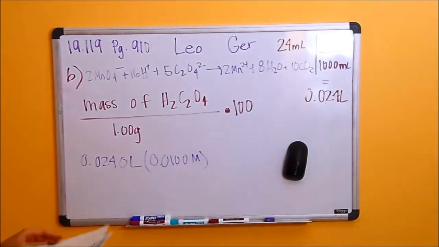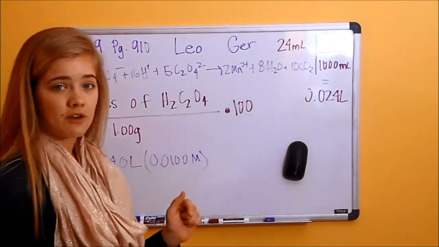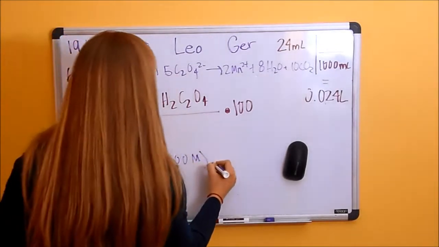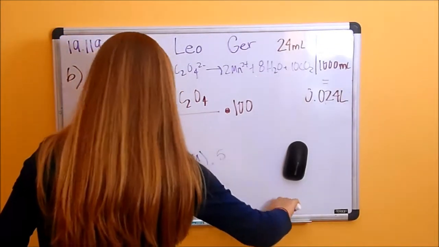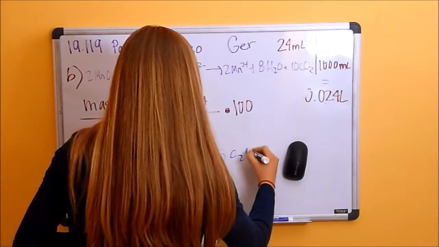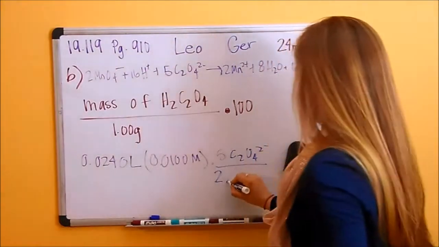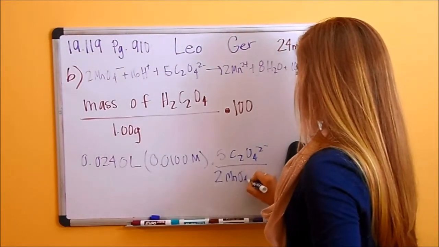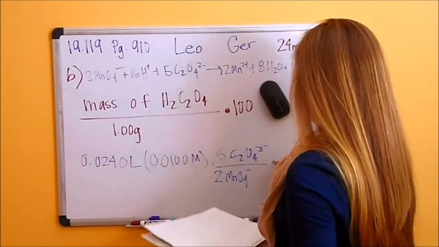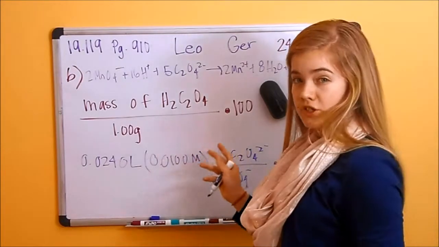Okay, so now we've got to look at the ratio between the C2O4 and then the MnO4. And even though in the problem it gave us KMnO4 and H2C2O4, those are still the values we look at to compare. So we have 5 moles of the C2O4 2 minus, and then we have 2 moles of the MnO4 minus. And then we also need to times this by the grams per mole of the H2C2O4.